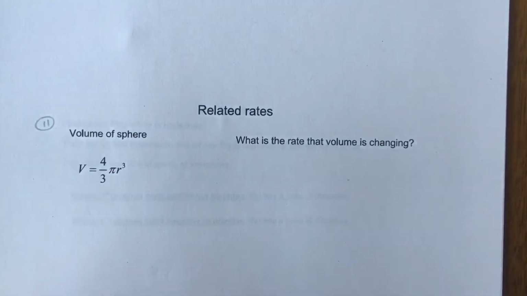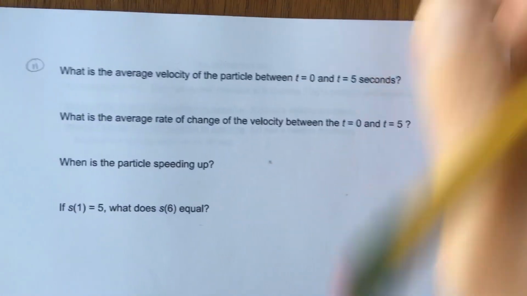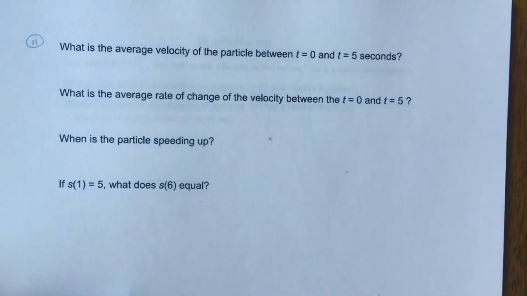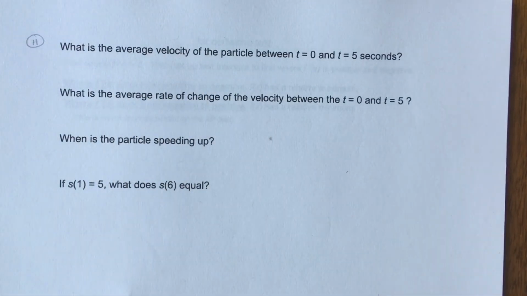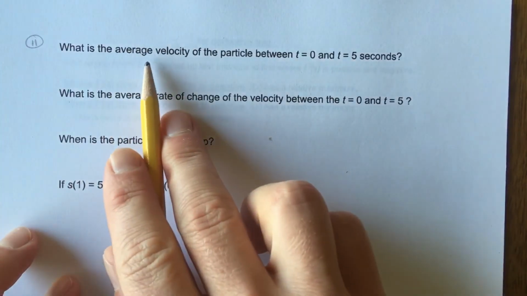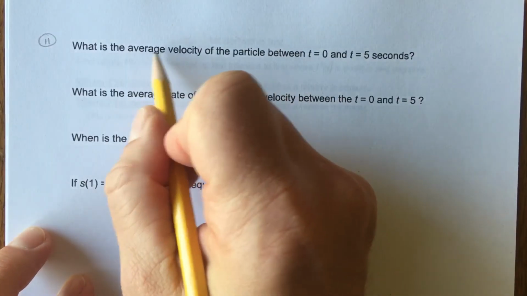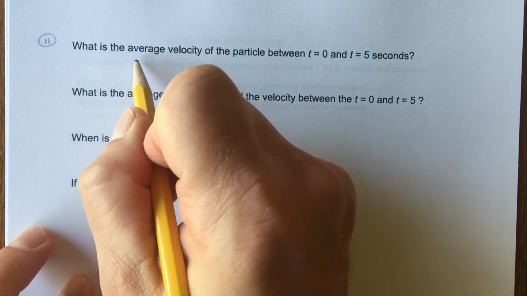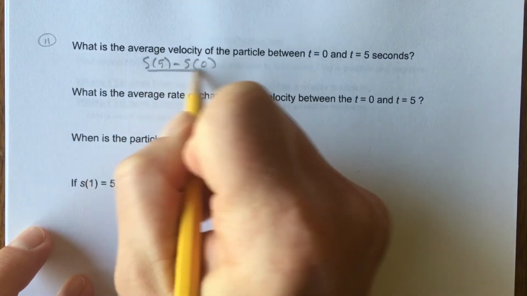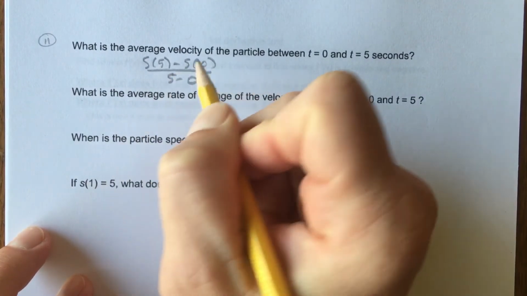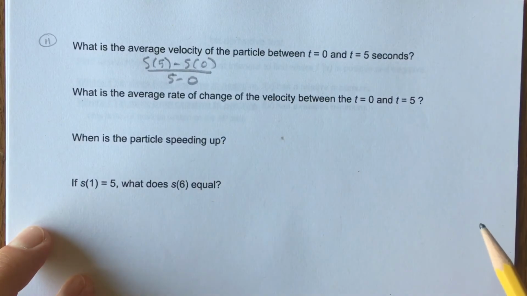Okay? So using the same designations, s(t), v(t), a(t), why don't you go ahead and see if you can answer these questions here. Okay, what is the average velocity of the particle? So our average velocity would be our change in position over change in time. So that would be position at 5 minus position at 0, over 5 minus 0. That would give us an average velocity here.